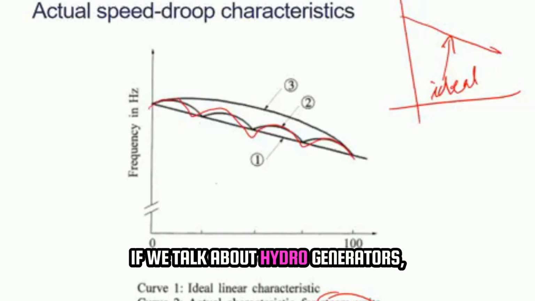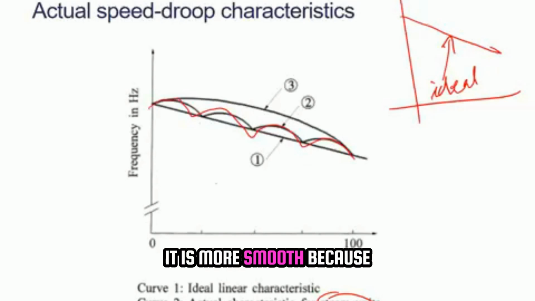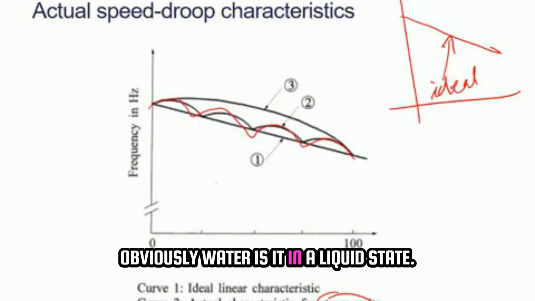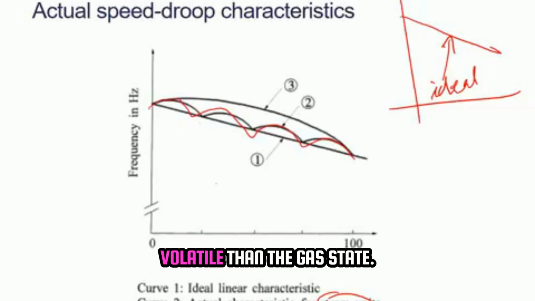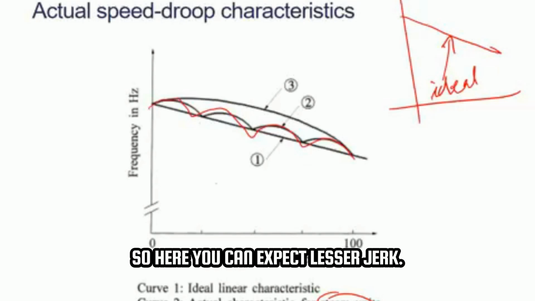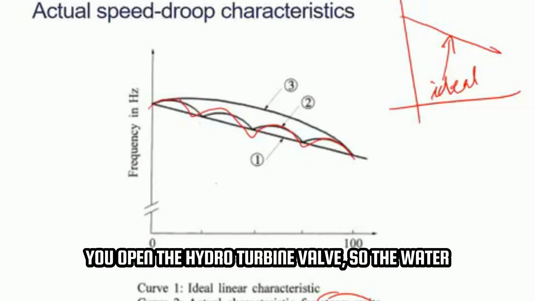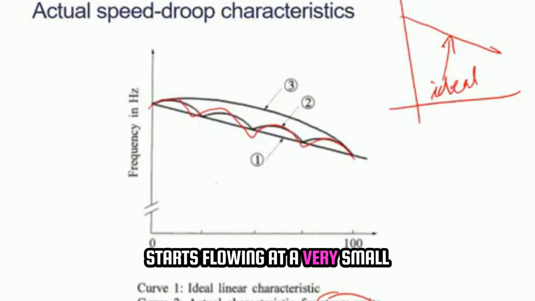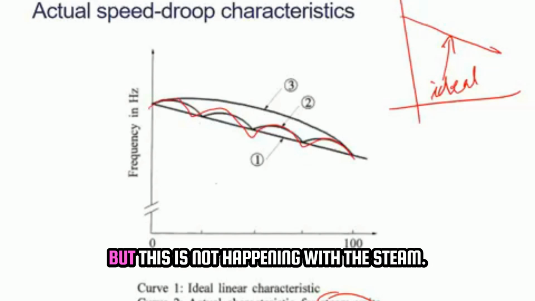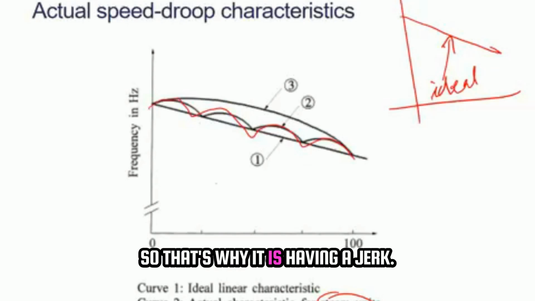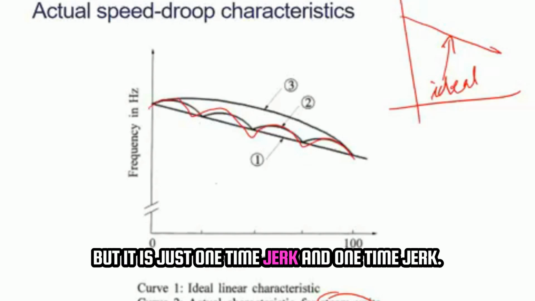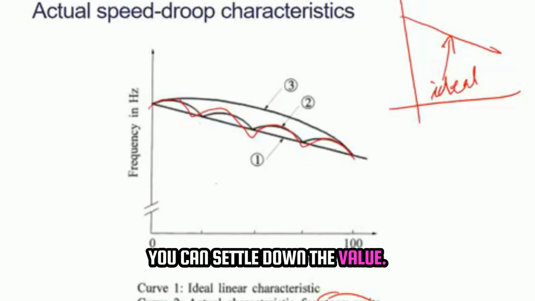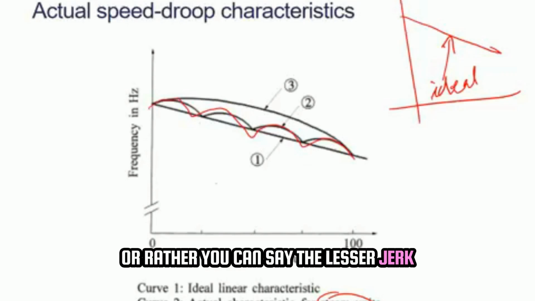If we talk about hydro generators, it is smoother because water is in a liquid state, and the liquid state is less volatile than the gas state. So here you can expect less jerk. As soon as you open the hydro turbine valve, the water starts flowing at a very small rate and then gradually increases in speed. This is not happening with steam. So it has just a one-time jerk, and after one jerk you can settle down the value. Or rather, you can say there is less jerk in the hydro turbine valves.